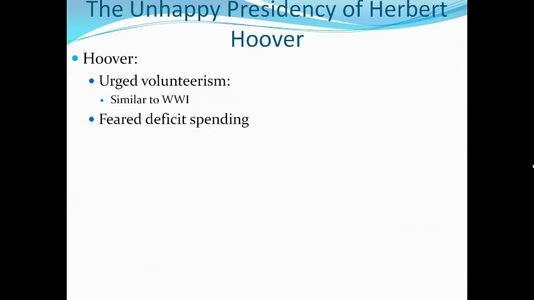He also feared deficit spending. Deficit spending becomes very important later on in the New Deal. We will talk more about that in the next video. However, FDR does support deficit spending, and people believe that deficit spending has led to the economy stabilizing once again. Deficit spending, if you don't know, is just the idea of the government spending more money than they have in hopes that the economy will stabilize once again.